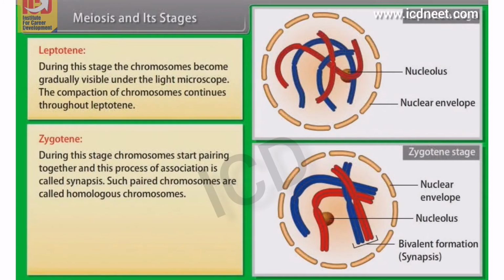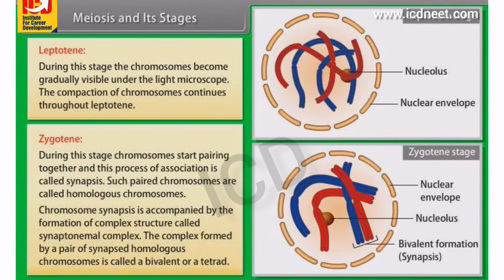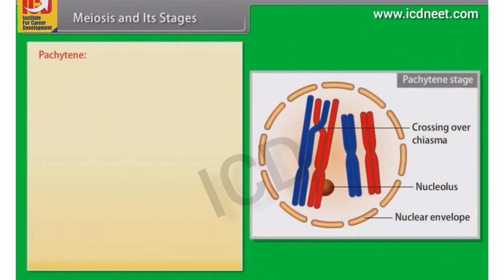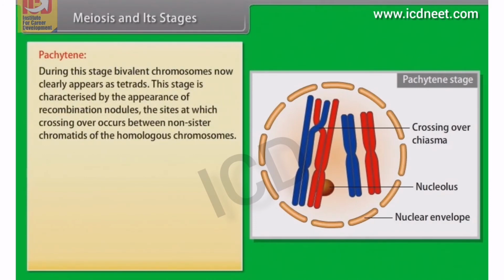Electron micrographs of this stage indicate that chromosome synapsis is accompanied by the formation of a complex structure called the synaptonemal complex. The complex formed by a pair of synapsed homologous chromosomes is called a bivalent or a tetrad. However, these are more clearly visible at the next stage. The next stage, pachytene, is comparatively longer than the previous 2 stages. During pachytene, bivalent chromosomes now clearly appear as tetrads.